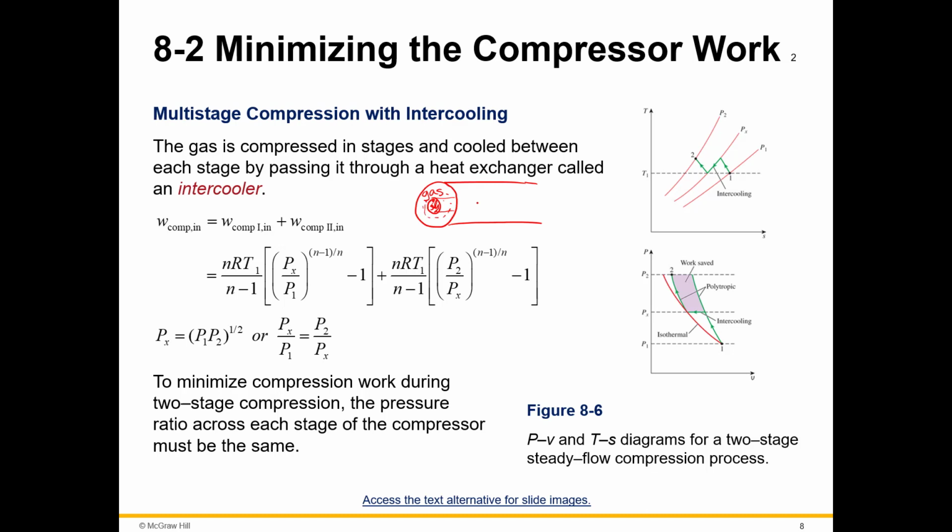But you do have some formulas here. To minimize compression work during two-stage compression, the pressure ratio across each stage of the compressor must be the same, so that there's not so much. And the PV and TS diagrams for a two-stage steady flow compression process. So this is talking about pressure, right? Because it's in pressure stages.